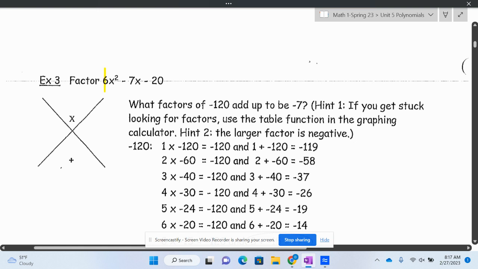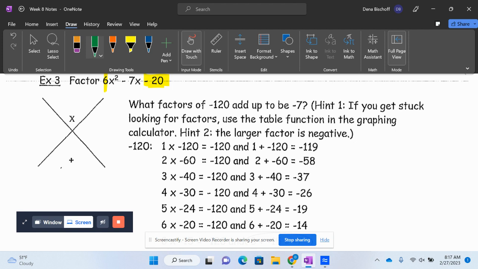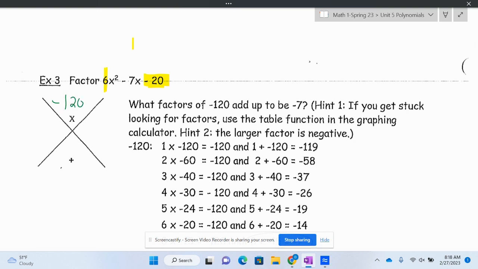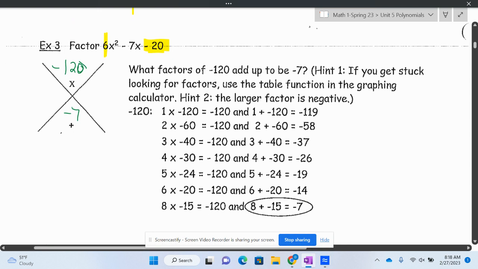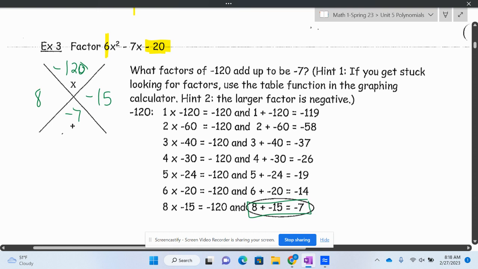So let's see. A times C gives me what? A times C gives me negative 120. So I'm going to start with negative 120. Okay, so I have negative 120, and they have to add up to negative 7. And when I look down here, I see that the two numbers I'm using are positive 8 and negative 15. Again, I don't want to get caught up on trying to figure out what my factors are right now. I just want to make sure that we go through the method.